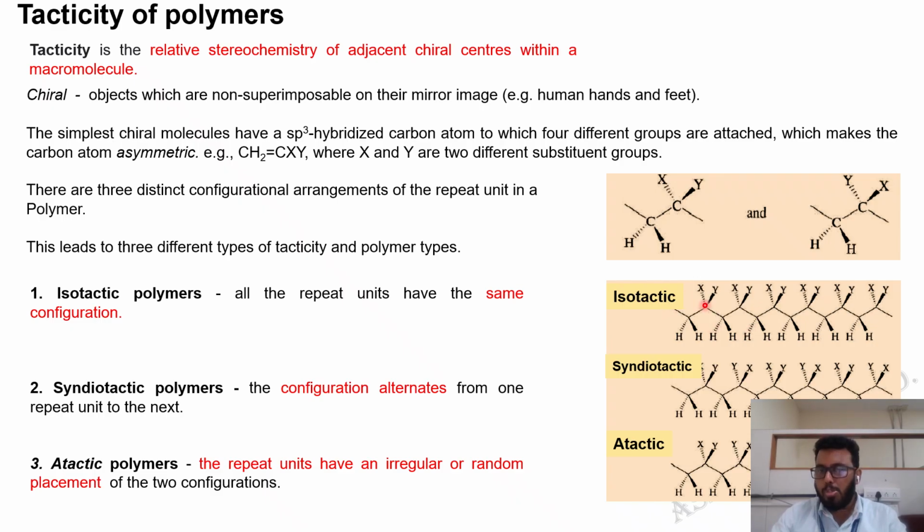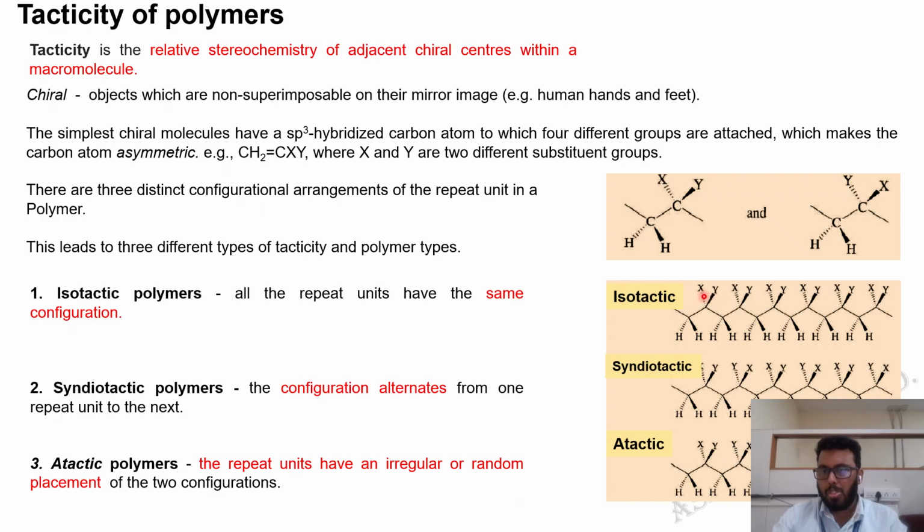How this XY arrangement, which means the substituent group arrangement in the chain, that is the spatial arrangement distributed in space, changes, that contributes to the tacticity. So this leads to three different types of tacticity and polymer types. Isotactic polymer. Look at this one. So this is how the XY substituents are arranged.